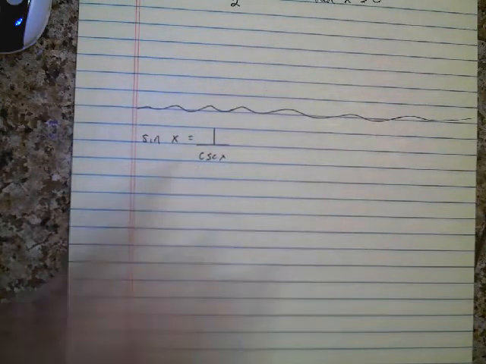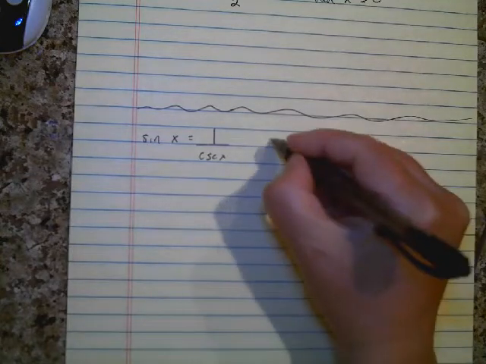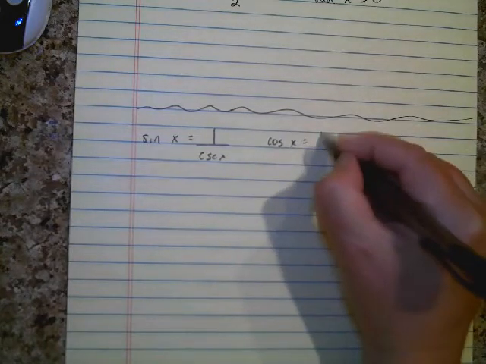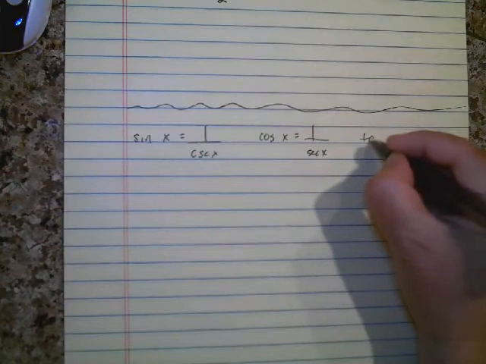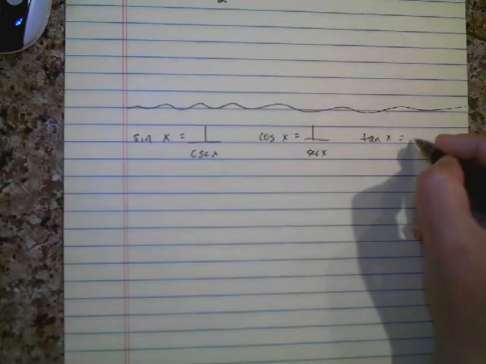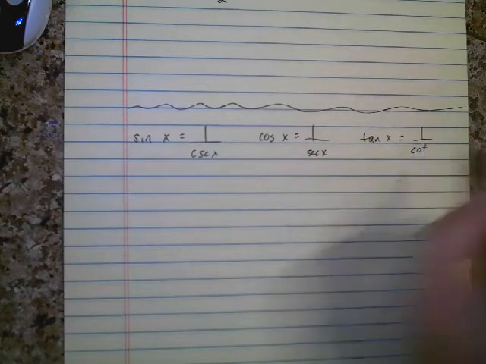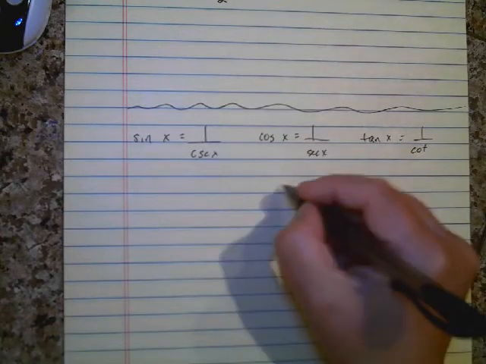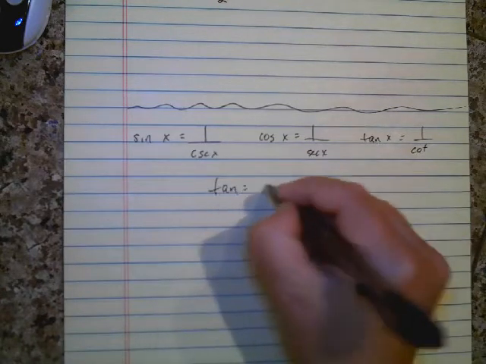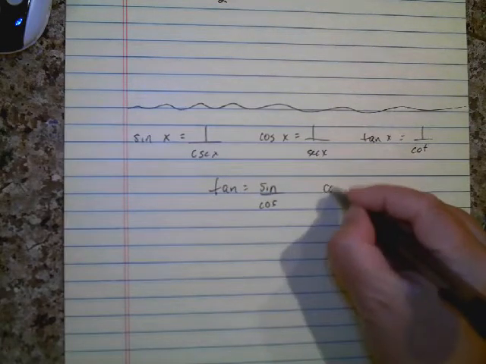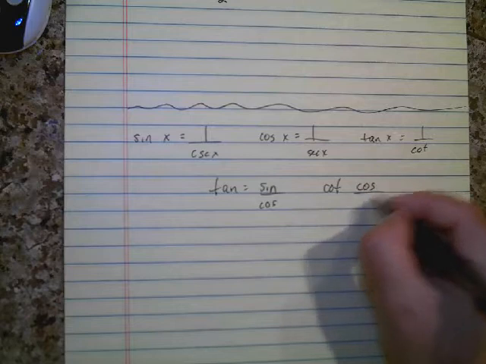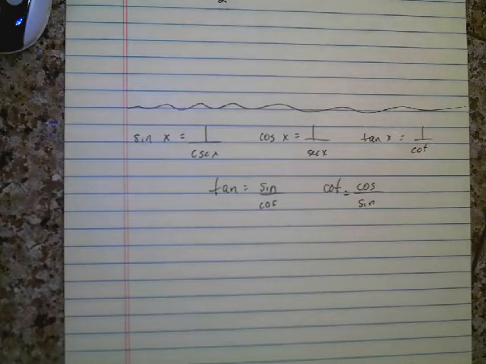So sine and cosecant are reciprocals. Cosine of an angle is 1 over secant of that angle. So cosine and secant are reciprocals. And tangent of an angle is the same thing as 1 over cotangent. We also know that tangent is sine over cosine. So that means that cotangent is cosine over sine. And you may want to write those down because you'll have to go back and look at them.